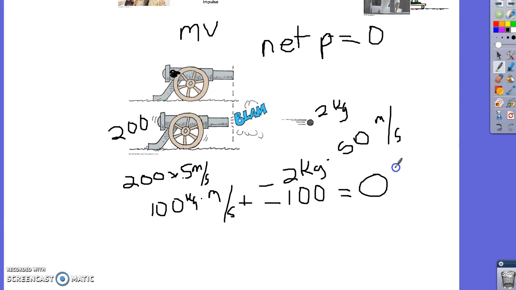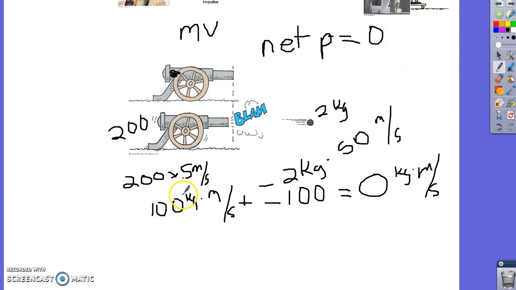0 momentum, basically, kilograms times meters per second. And so the net momentum before and the net momentum after are the same. And so we would say that the momentum is conserved. In other words, we have the same amount as we did before. The net total is still the same.